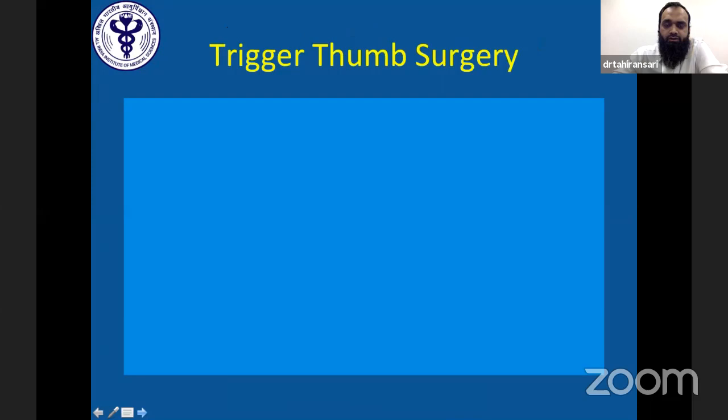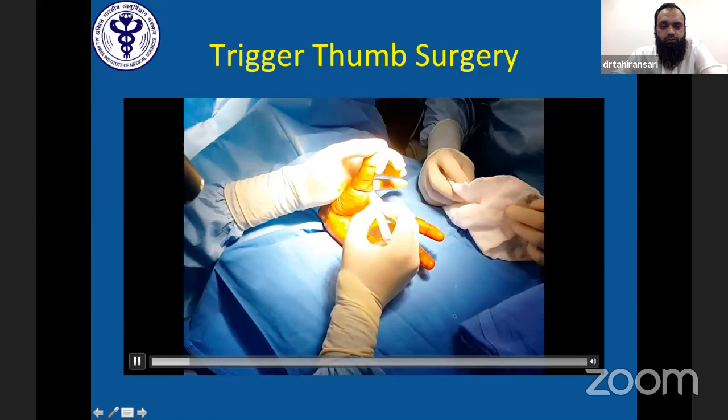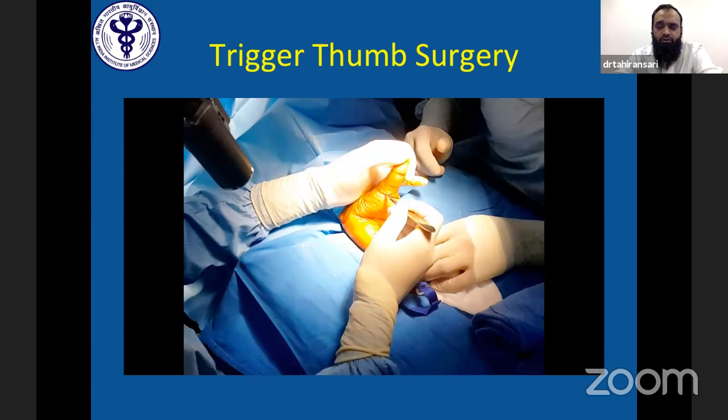So this is one of the surgeries that I am showing. This is for trigger thumb. This patient has the triggering. This surgery I would always advise doing under loupe. So don't do it without loupe. We have to be very careful with digital structures, and always take safety for the patient.